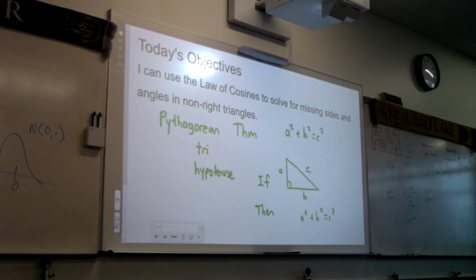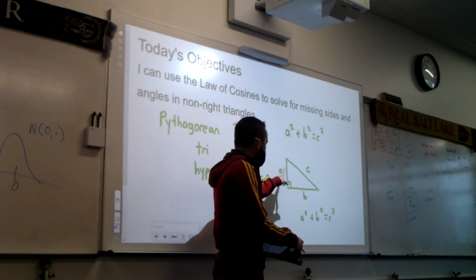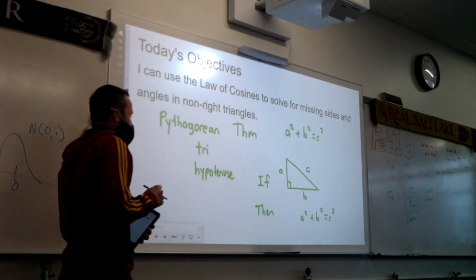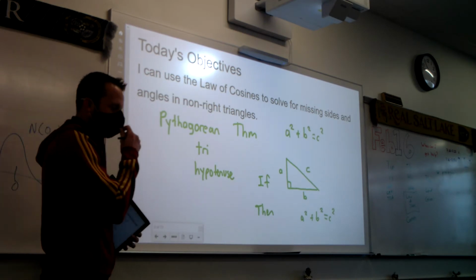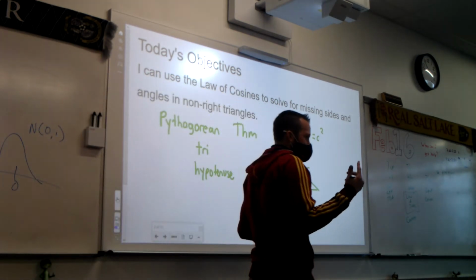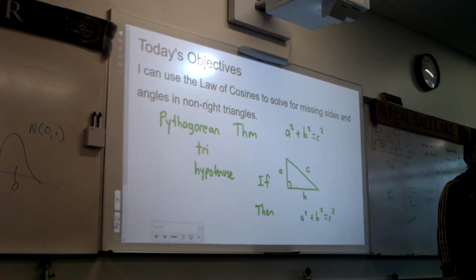Alright guys, so we were just going over the Pythagorean theorem. We said the Pythagorean theorem says if we have a right triangle where A and B are the legs and C is the hypotenuse, then A squared plus B squared equals C squared. Now the question is, what if we don't have a right triangle? Can we still use the Pythagorean theorem? No. Unfortunately not, but however, there is a version of it we can use.